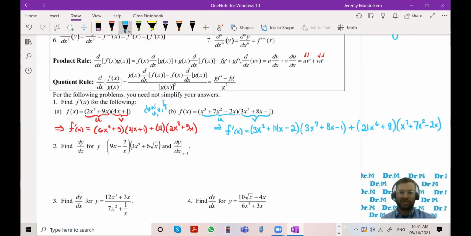We can always do a check here. So this is supposed to be u prime. It's looking pretty good. Times v, that looks right, plus v prime. I believe that's looking good. And times u. All looks well. And with that, we have applied the product rule. Let's try some other problems.